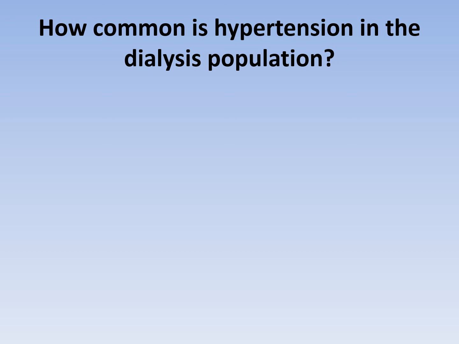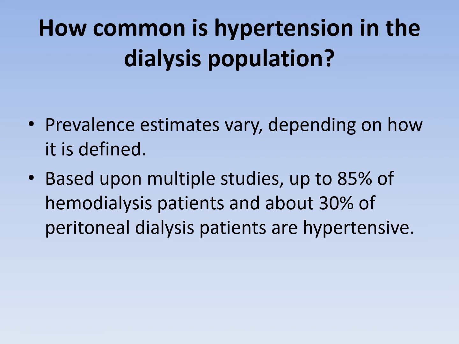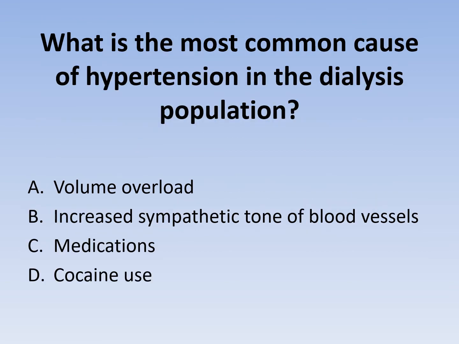You got it. Prevalence estimates vary depending on how it's defined, but based on multiple studies, up to 85% of hemodialysis patients and about 30% of peritoneal dialysis patients are hypertensive. Question number 2. What is the most common cause of hypertension in the dialysis population? That's right. Volume overload. Fantastic.